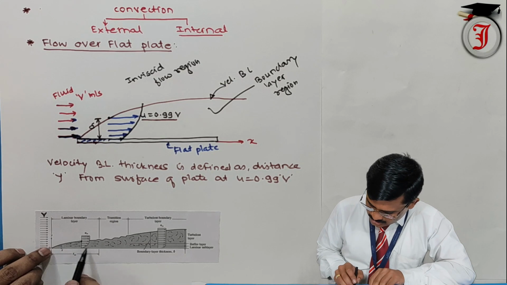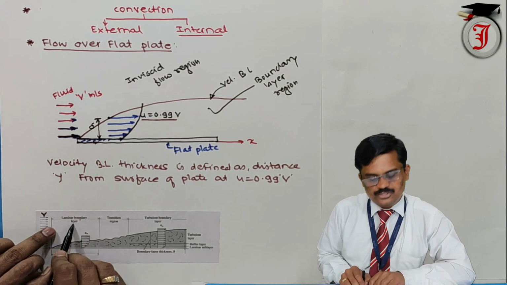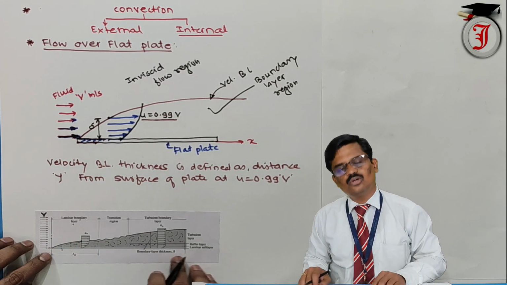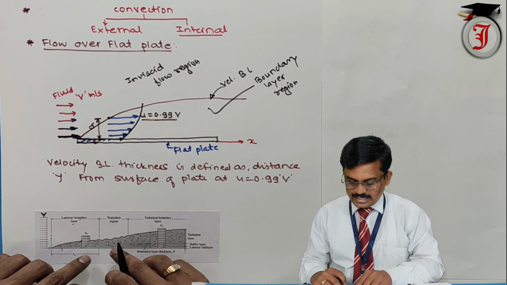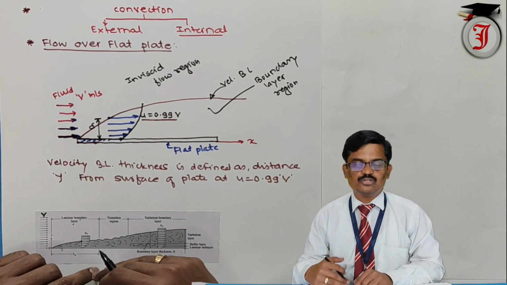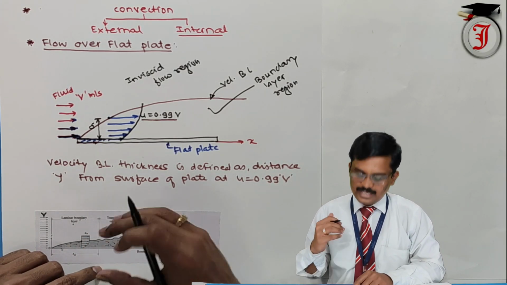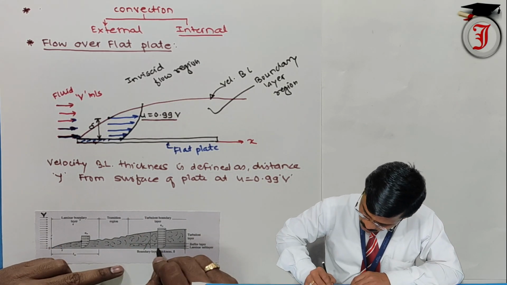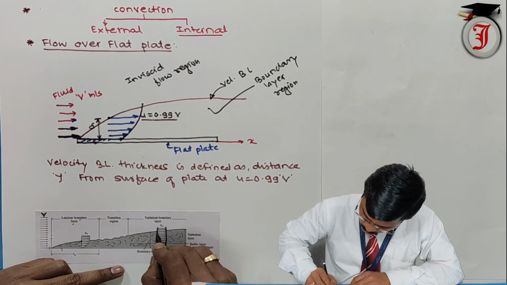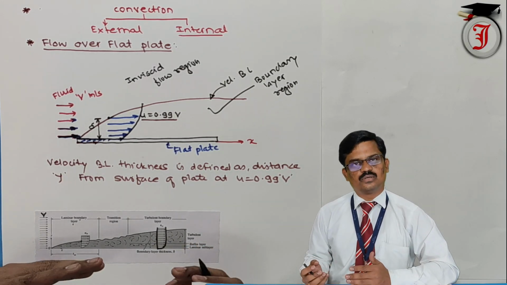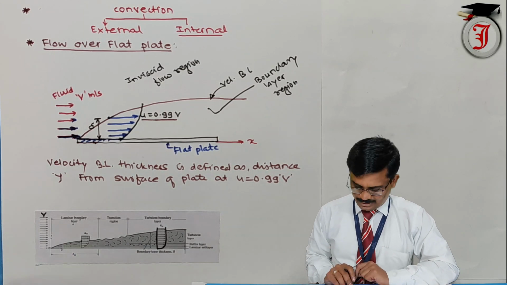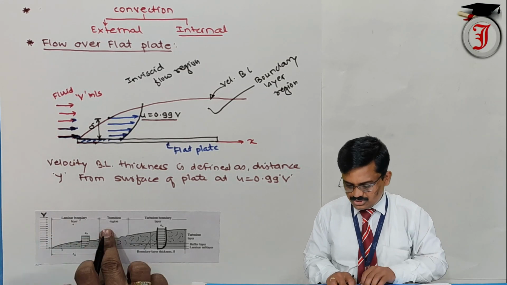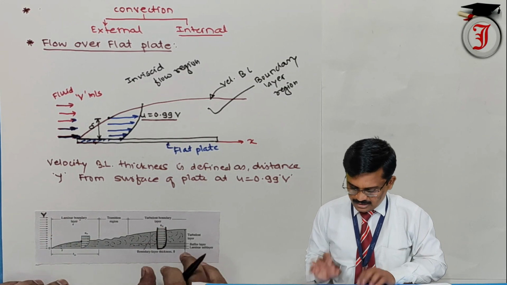As we see, this region is called the laminar boundary layer region. Then we have the transition region. That means when the fluid moves along the x direction, its velocity boundary layer thickness goes on increasing, and finally it becomes turbulent. And in the turbulent region, the velocity profile shown here is called the fully developed velocity profile. This is the laminar boundary layer region, this is the transition region, and this is the turbulent layer region.